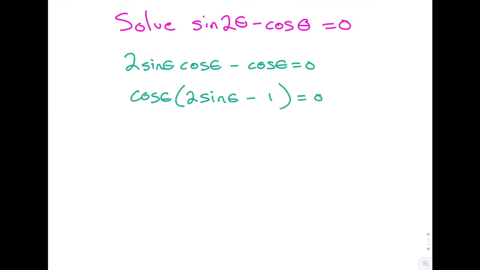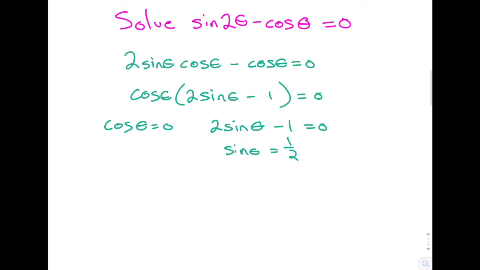And then by the zero product property, we must have either cosine theta equals 0 or 2 sine theta minus 1 equals 0. So that means that sine theta equals 1/2. So the angles theta that make cosine equals 0 are pi over 2 and 3 pi over 2. And then what are the angles theta that make sine equal 1/2? I think that would be pi over 6 and 5 pi over 6.